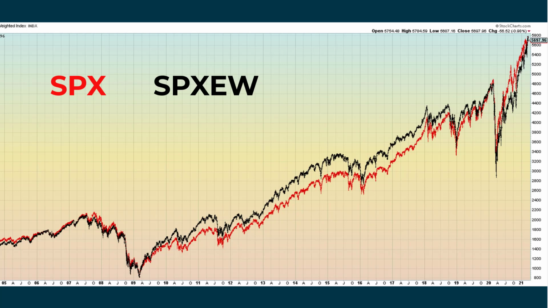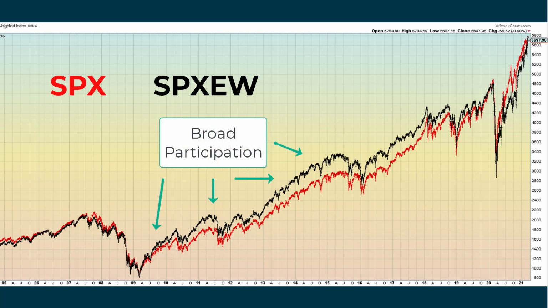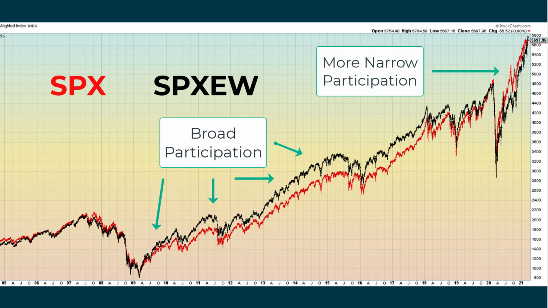The S&P is in red, where the equal weight index is in black. One thing that we can see from this that we find helpful, when the black goes above the red, that means all stocks in the S&P 500 are participating in that particular move. When we see the red going above the black, that means that there are just a select few stocks that are really leading the way. In a really healthy environment, we want to see the black line above the red line.